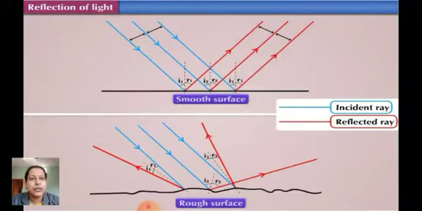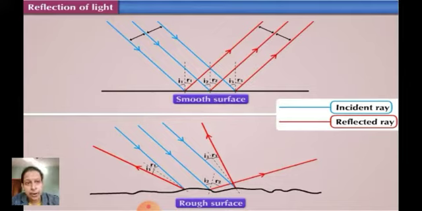In the first figure, you can see that the incident rays are parallel to each other, and when they are incident, they move away from the surface, and those are called the reflected rays. The reflected rays are also parallel in the case of the smooth surface. Whereas in the case of a rough surface, the incident rays are parallel, but if you look at the reflected rays, are they parallel? No, they are not parallel. And why is this so?